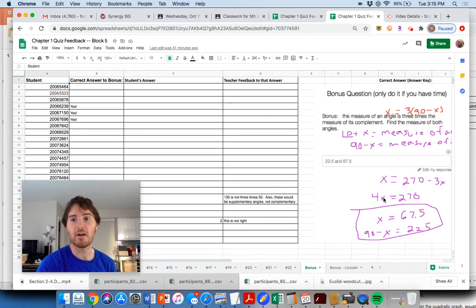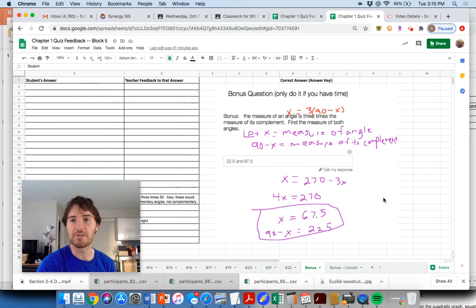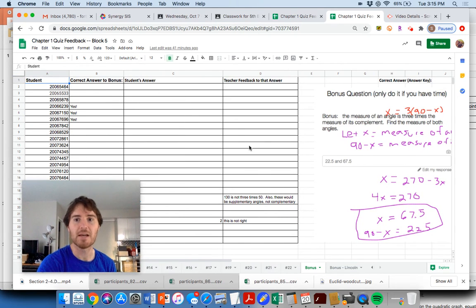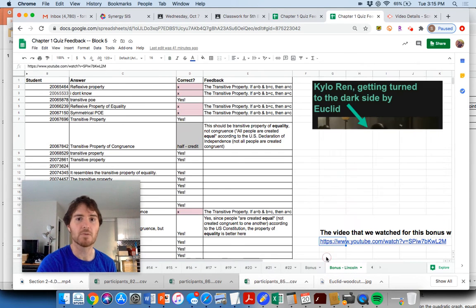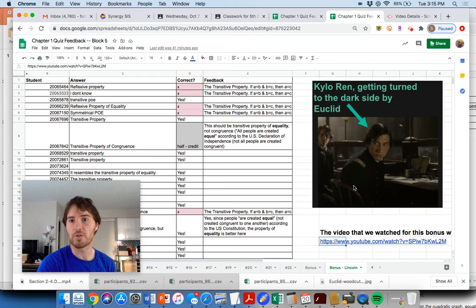Okie dokie, bonus here. Yeah, this little algebra problem. This, again, was a little easier than I wanted it to be. I think people just ran out of time, didn't have time to do this one here. But anyways, answers up here if you want to check it out, and I'm willing to go over it if you guys want to. And finally, other bonus here, which was the Lincoln on Euclid.